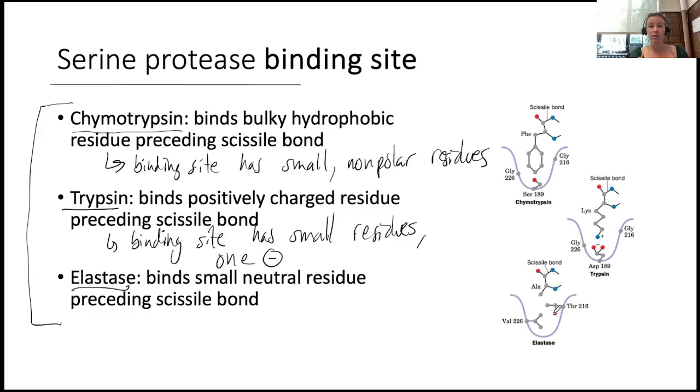We have valine in there, which is nonpolar and neutrally charged, and we have a threonine in there because this enzyme, since it binds neutral residues, probably also needs the ability to bind things that are polar but also neutral. So we have a polar but neutral amino acid in the binding site, as well as a nonpolar amino acid, but both are slightly larger to help accommodate a smaller residue being bound.